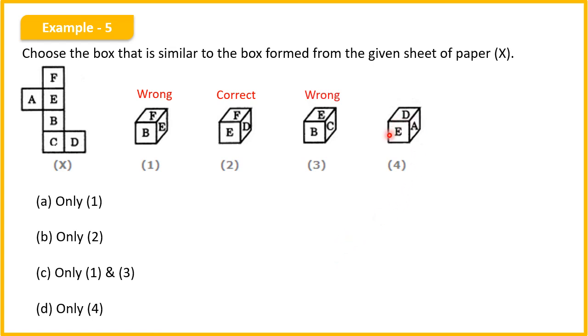If we check the fourth view, जहां पर E is shown in the front face, जहां पर left side में A आएगा और ऊपर में F आएगा. यहाँ पर टोटली गलत दिखाया है, ऊपर में D दिखाया और राइट में A दिखाया. So that is a wrong view. So from the given options, option number B is the right answer. Only view number 2 is correct.